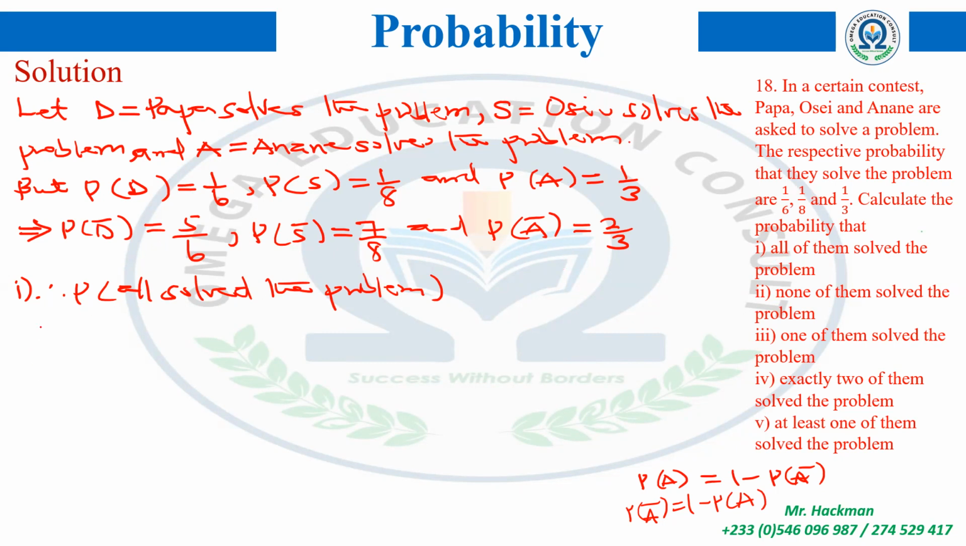So your contribution is now coming in. If all solve the problem, there is going to be only one possibility. The possibility is that Papa solved the problem, and Ose solved the problem, and Anani solved the problem. All of them solving the problem will be only this situation. Do you agree with me?